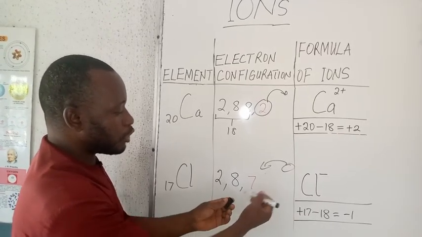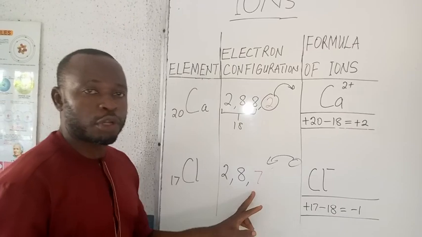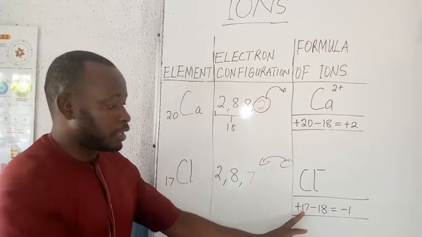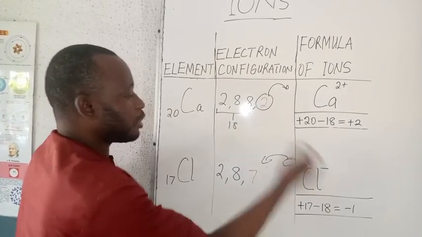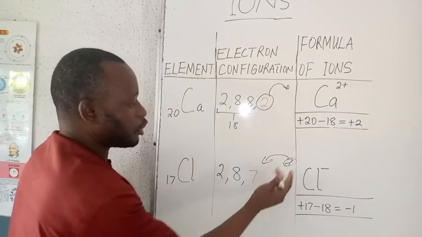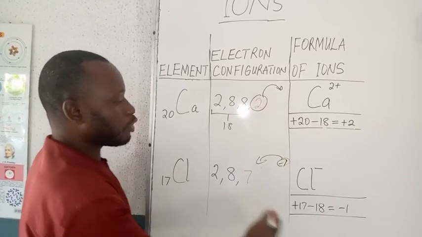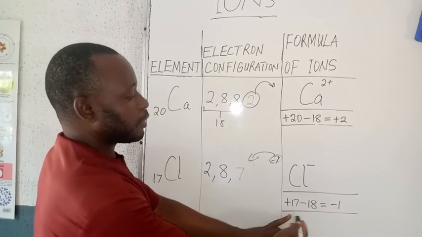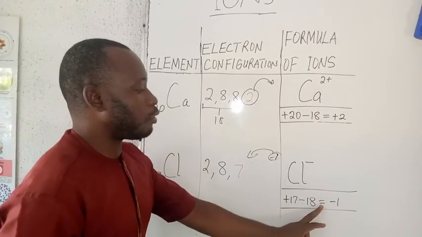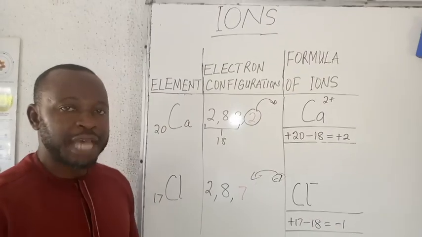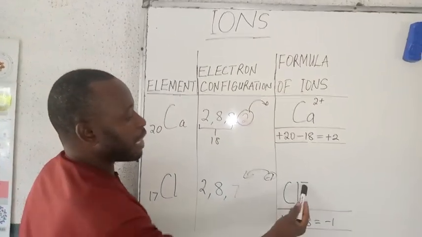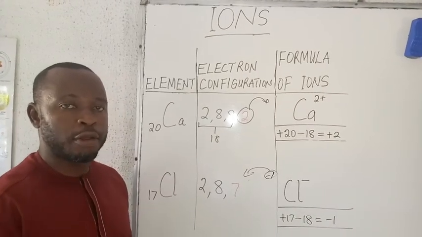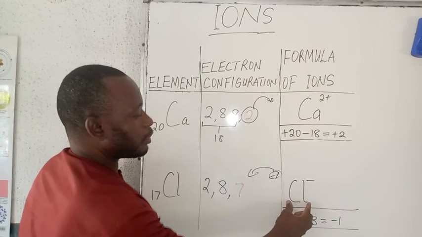And when it gets that one electron, the number of protons in the nucleus is still plus 17. But since it's going to gain one electron into the outermost shell, it's going to have a total of 18 electrons. So plus 17 minus 18 equals minus 1. That becomes the charge of chloride ion. So we write the formula of chloride ions as Cl-.